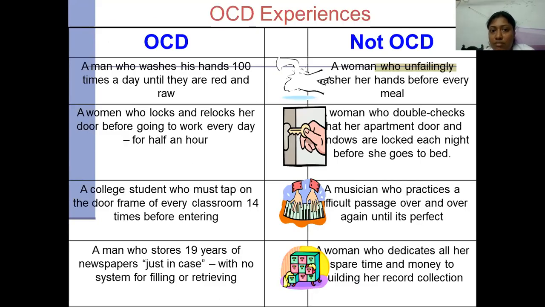Now this is the OCD experience. A man who washes his hands 100 times. A woman failing to wash her hands, this is not OCD. A woman locks and relocks every half an hour. Here it is double checking. Even this we do. A college student who must tap on the door frame of every classroom 14 times before entering. A musician who practices. Now, this is quite understandable, right? Obviously, anybody who wants to, even we do that. A woman who stores 19 years of newspapers just in case, with no system for filing or retrieving. A woman who dedicates all her spare time and money to rebuilding her record collection. Now, this organizing we can do.